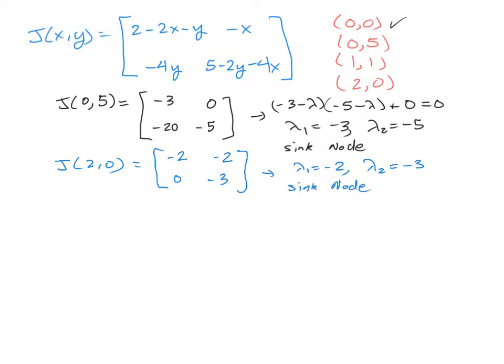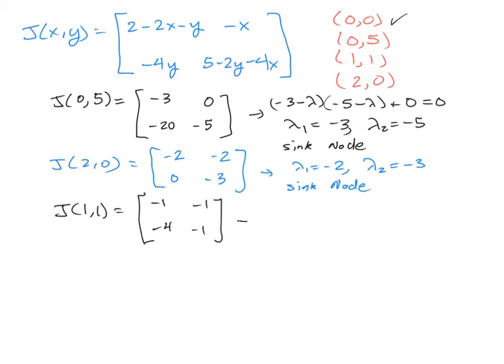All right, the last one to check out is the point (1, 1). When we check out the point (1, 1), we're going to have 2 minus 1. So that's a negative 1 at that location. We have a negative 1 up here. We've got a negative 4 down there. And then we've got 5 minus 2 minus 4. So 5 take away 2 is 3. Take away 4 more is negative 1.